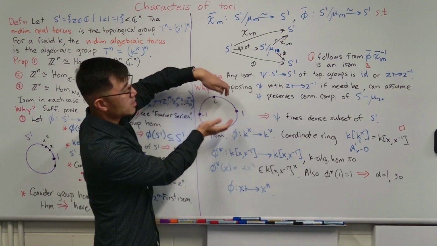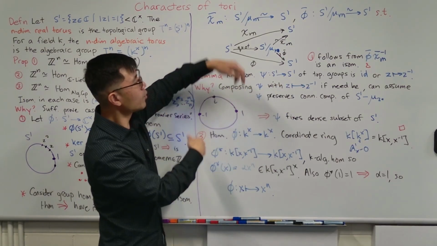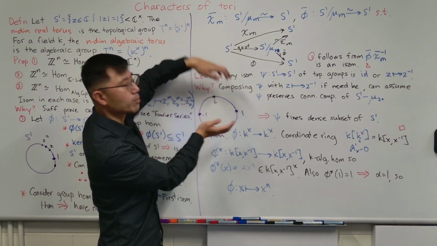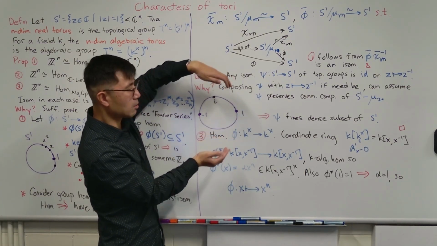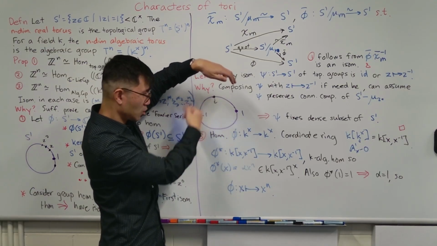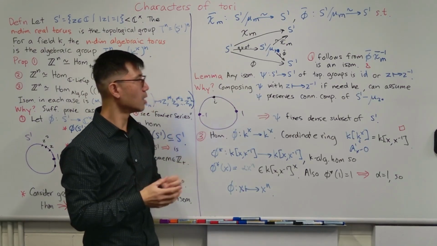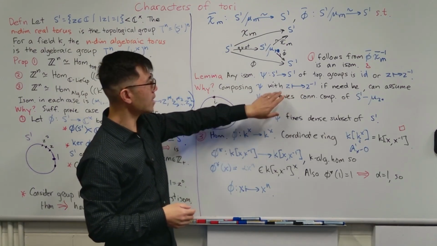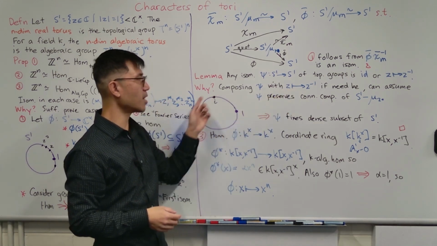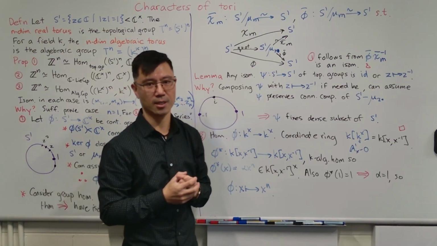So the identity fixes both of them, and Z maps to Z inverse, of course, swaps them. So if we compose psi with Z maps to Z inverse, then we can assume that it actually preserves, okay, the upper semicircle and preserves the lower semicircle, okay? And the question is, what does it actually do on the upper semicircle, and what does it actually do on the lower semicircle? So we actually want to show now that this has to be the identity, okay?